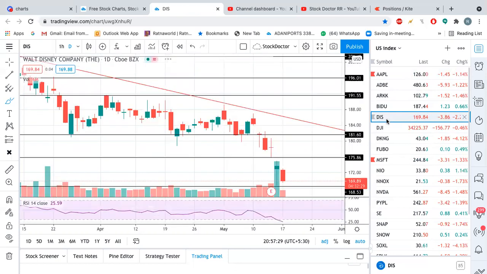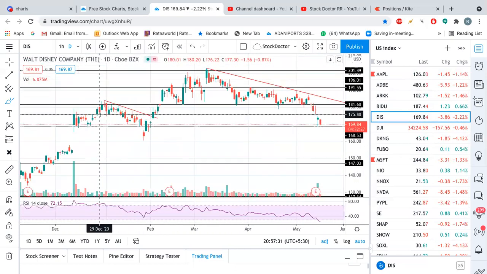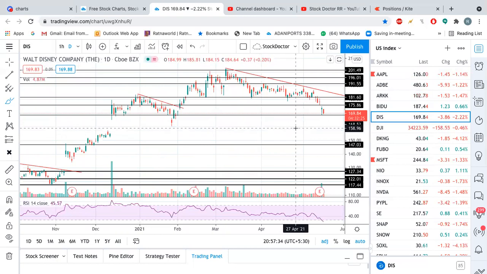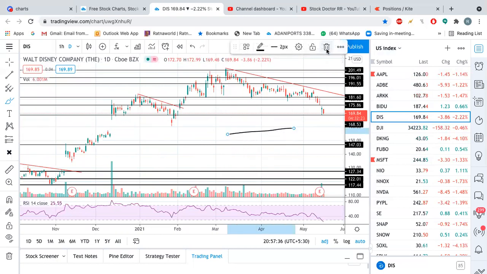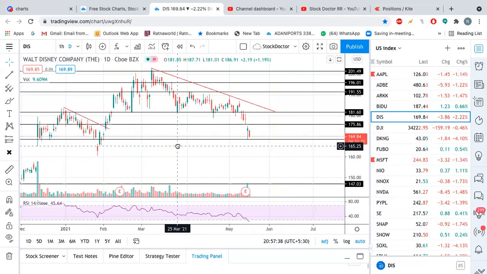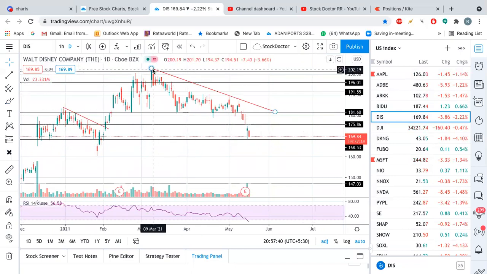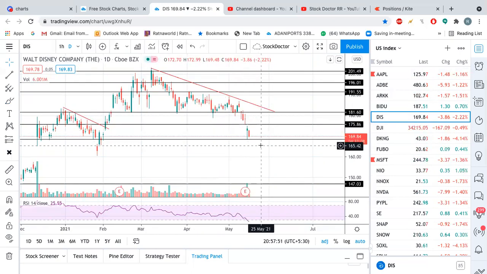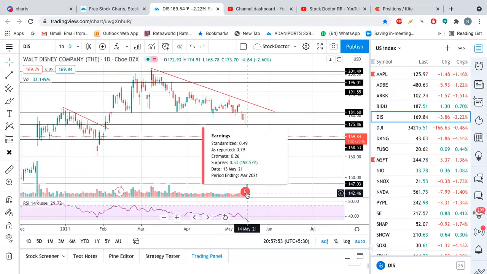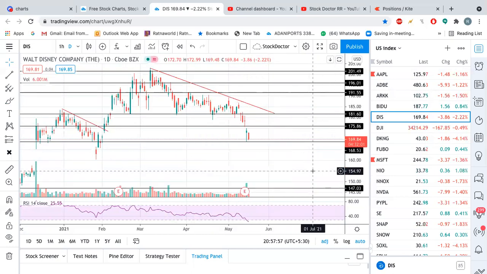The next stock is Disney. So for Disney, you can see here this is the trend line resistance, and Disney is continuously falling from the top, right? It had the earning, it gave a good earning result, but the stock didn't perform.